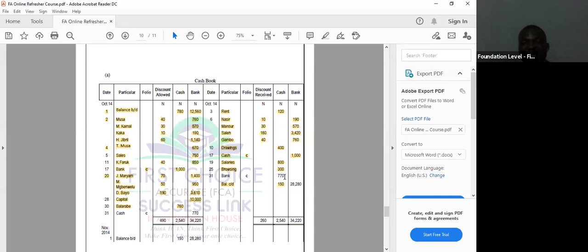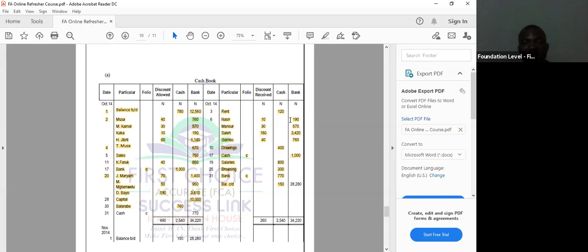Now, who is giving? The person that is giving is cash. Cash is giving. That's why we have it under the cash column. But the reason why we have bank under the particulars is because the person that is receiving it is bank. Please try to be careful not to mix it up.